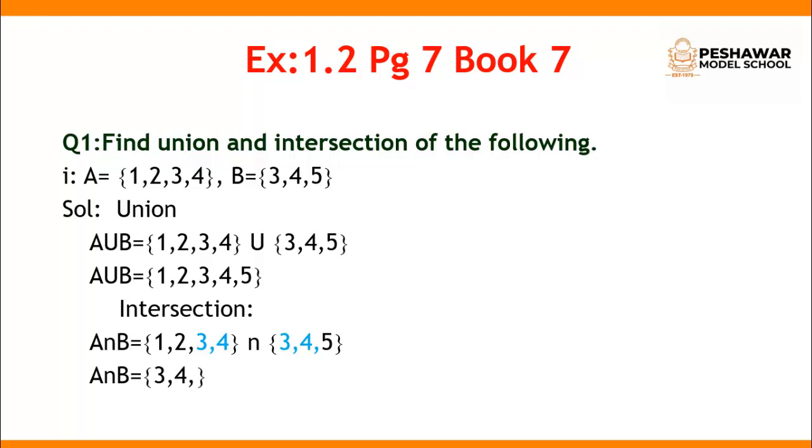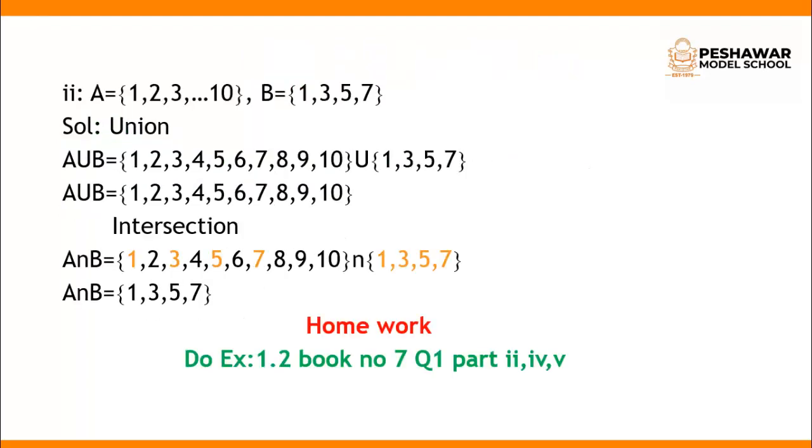Now we have to find the intersection. Intersection means we have to take the common elements. Now A intersection B is equal to {1, 2, 3, 4} intersection {3, 4, 5}. Which elements are common among these two sets? 3, 4 are common, as written in colored form. You can easily recognize them because these are the common elements. So the answer of A intersection B is {3, 4}. Now come to the next question.